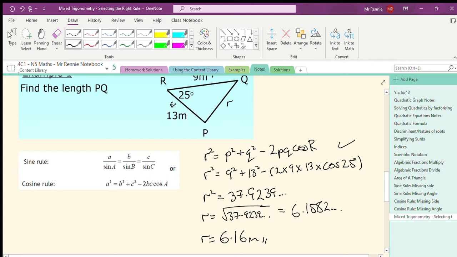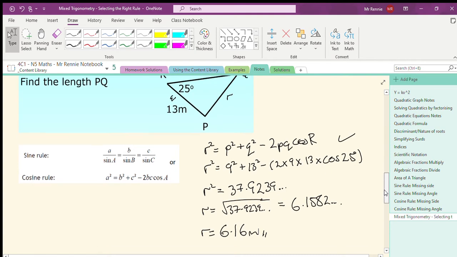We're going to move on to a second example now where it's going to be a missing angle. We've got two possibilities. We'll see how that works there. But make sure you've copied all that down before moving on.